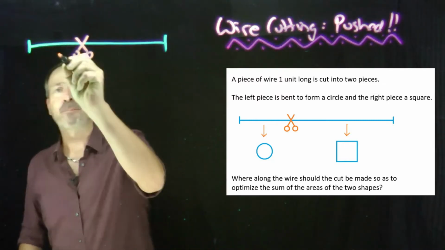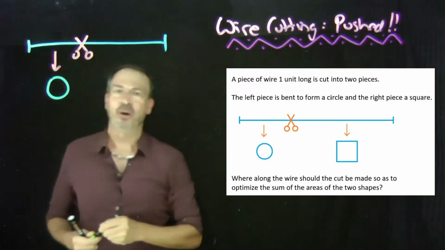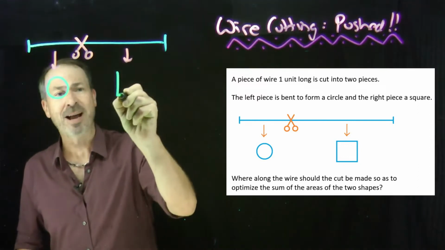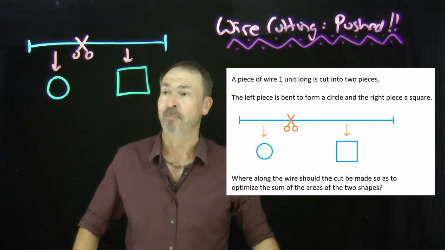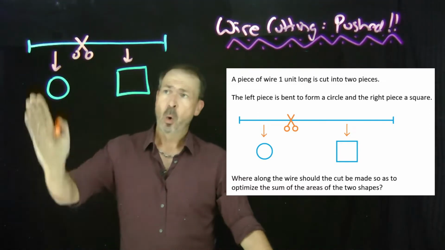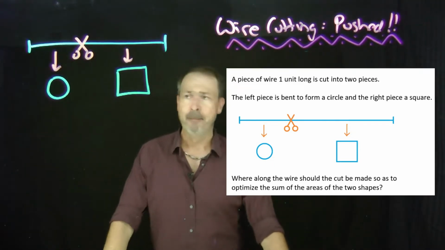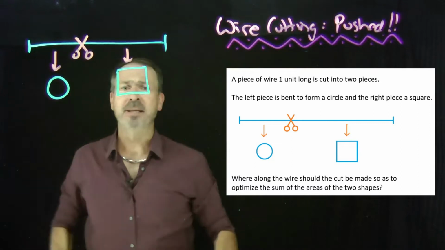We then take that left piece and bend it to make a circle. Fabulous, a gorgeous circle. And we take the right piece and bend it to make a square. Great. We've now got a circle and a square made from that piece of wire 1 unit long. And the question is, where along this wire should you make that cut so as to optimize the sum of the areas of the shapes? The sum of these 2 areas. We want to optimize the sum of those areas.